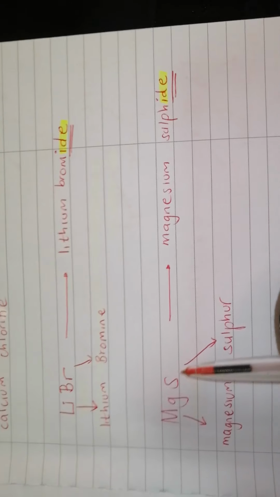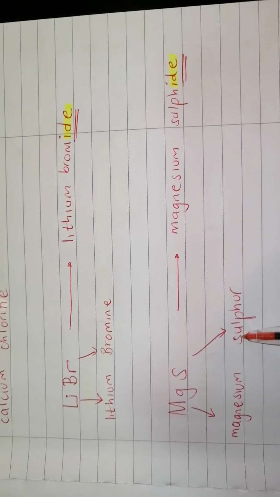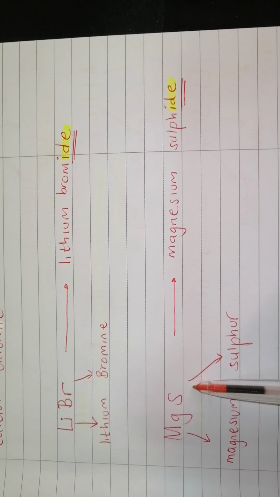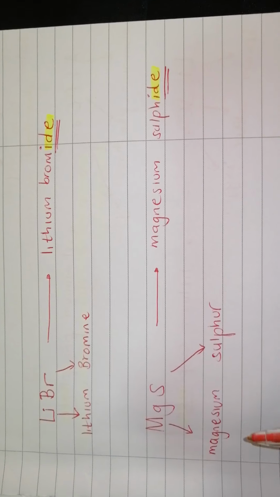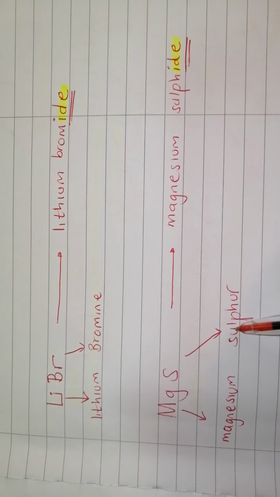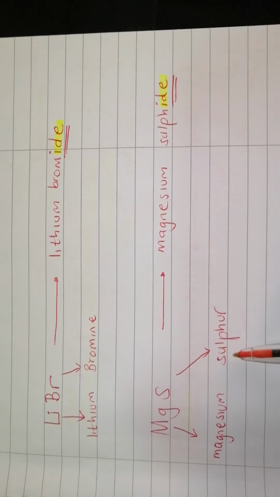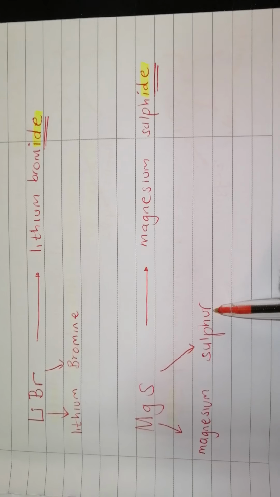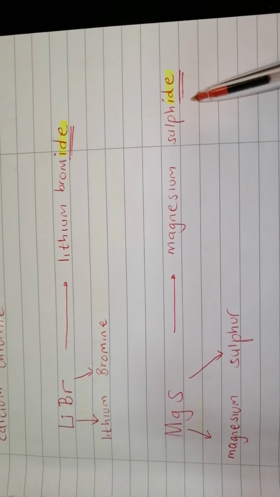Alright, let's look at another one. Again here you have Mg, which is magnesium, and S, which is sulfur. So there's two elements, so again the name has to end in "ide." First we're going to name the first element, which is magnesium. Then we're going to take sulfur and end it in "ide." When you take sulfur and end it in "ide," it becomes sulfide. So the name of this compound will be magnesium sulfide.